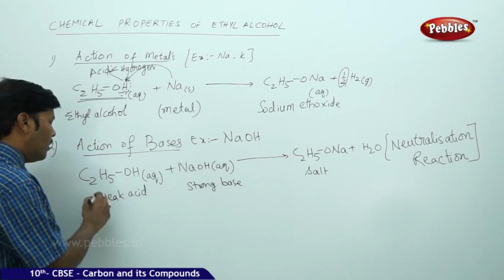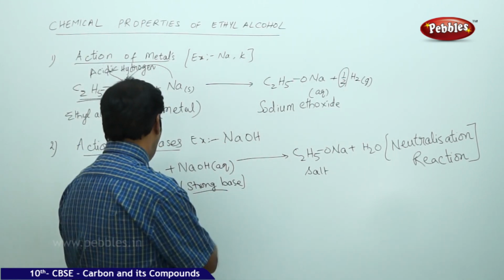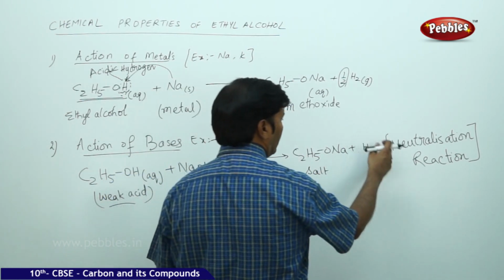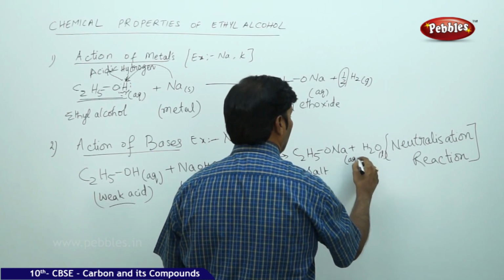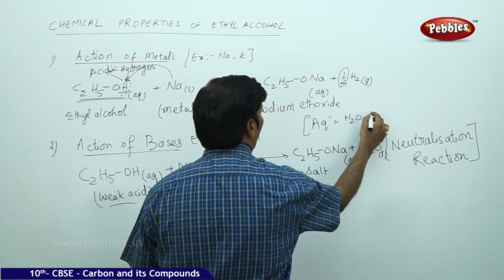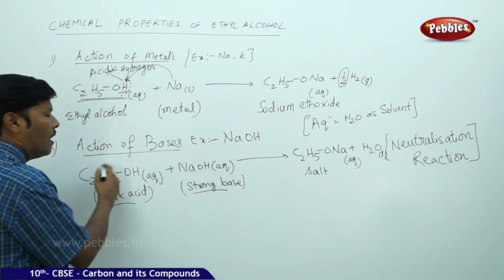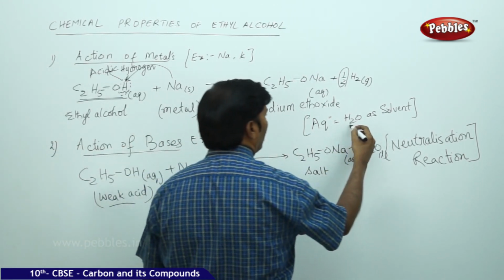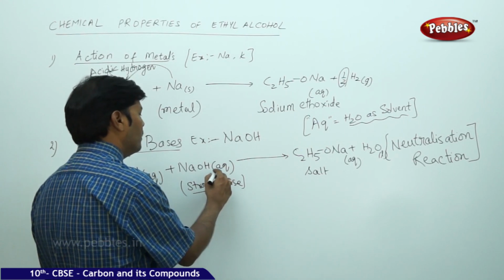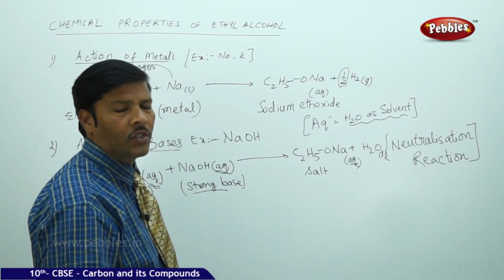So here, ethyl alcohol is a weak acid, sodium hydroxide is a strong base, and when a weak acid reacts with a strong base, it gives sodium ethoxide, that is salt, along with the formation of water. What do we mean by aqueous? It means water as solvent, because ethyl alcohol can ionize in the presence of base only if water is the solvent. That's why we mention the alcohol, the base, and the salt as aqueous, and water is of course liquid. So this is a kind of neutralization reaction.